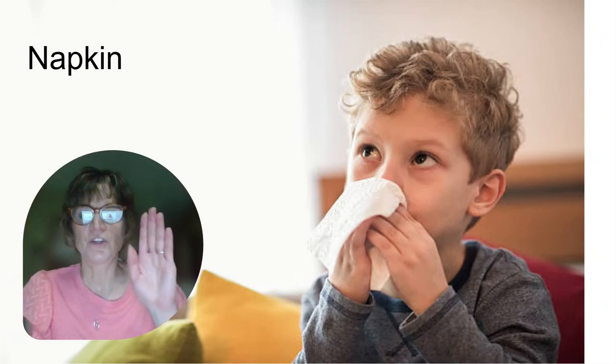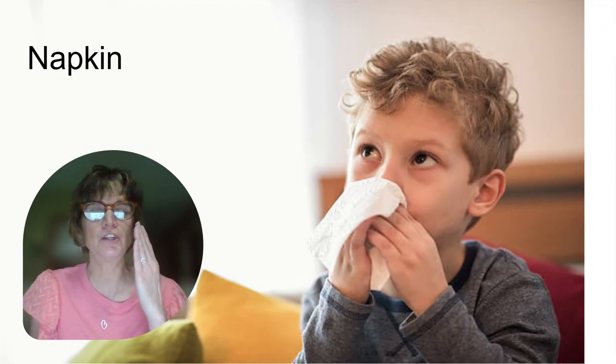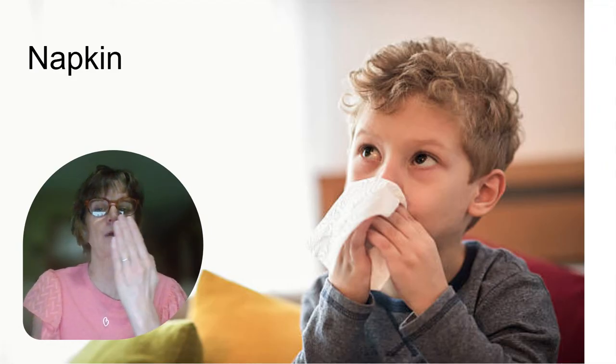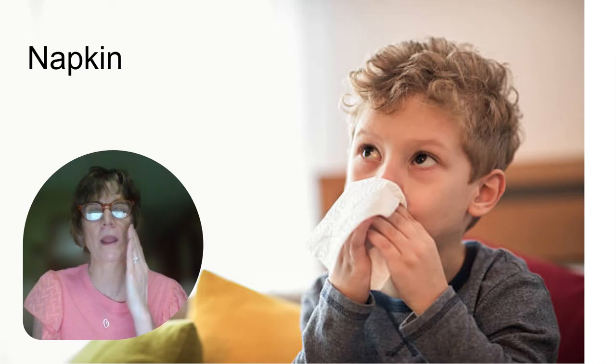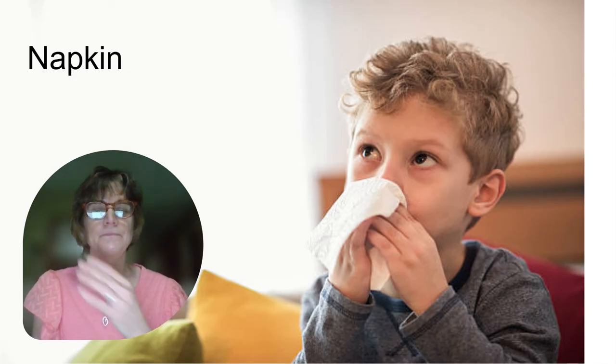Napkin. With your dominant hand, you're going to have a B hand shape facing you, and then you're going to go from each side of your mouth, like you're wiping your mouth. Napkin.